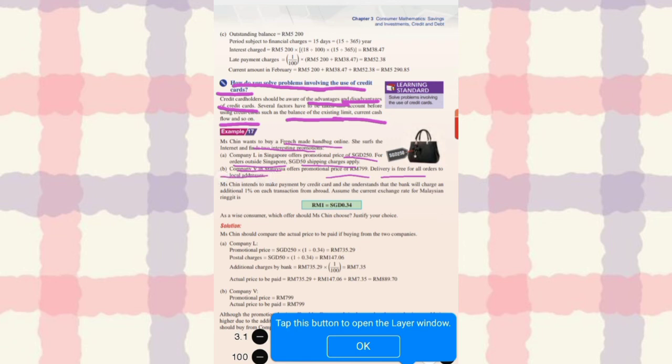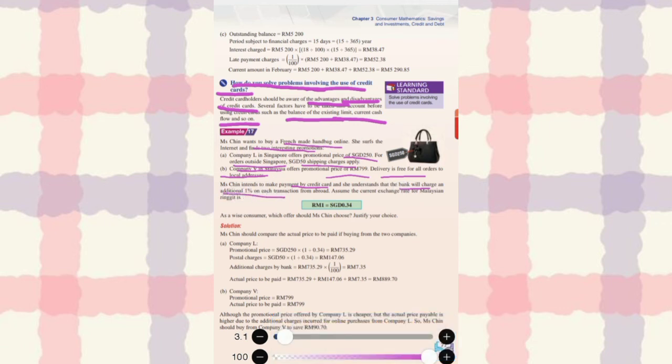Miss Chin intends to make payment by credit card, and she understands that the bank will charge an additional 1% on each transaction from abroad. Assume the current exchange rate for Malaysian ringgit is 1 ringgit equal to 34 cents. As a wise customer, which offer should Miss Chin choose? Justify your answer. Solution. Miss Chin should compare the actual price to be paid if buying from the two companies.